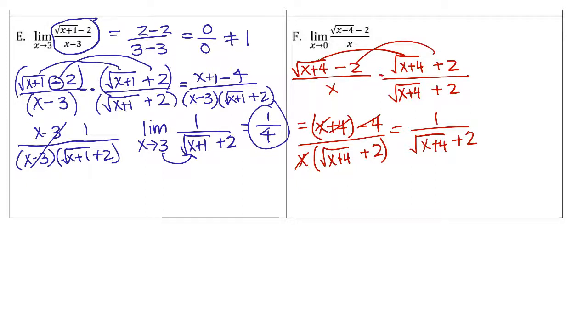Now we're ready to reevaluate our limit as x approaches 0. And we're going to have the limit of 1 over our reduced form, square root of x plus 4 plus 2. And when we make that substitution, it looks like we're going to end up with 1/4.